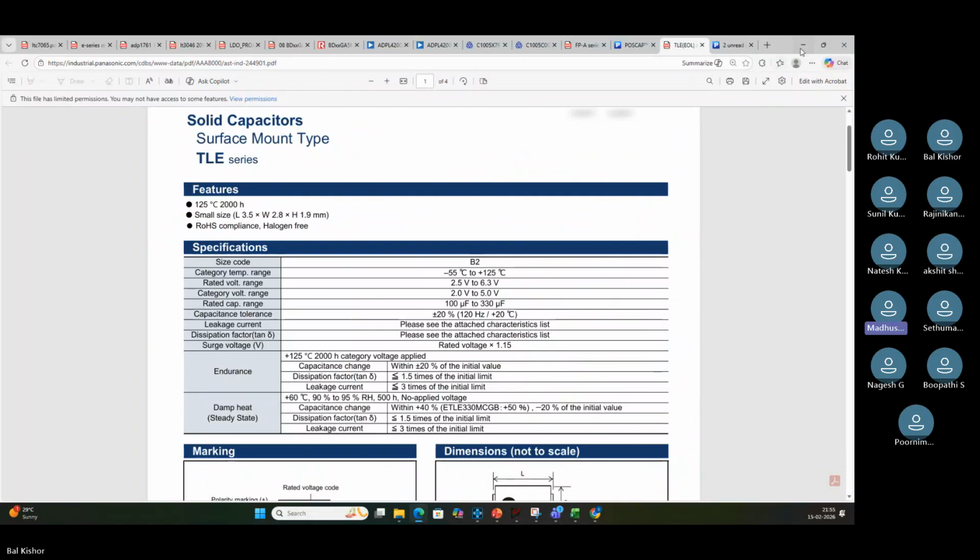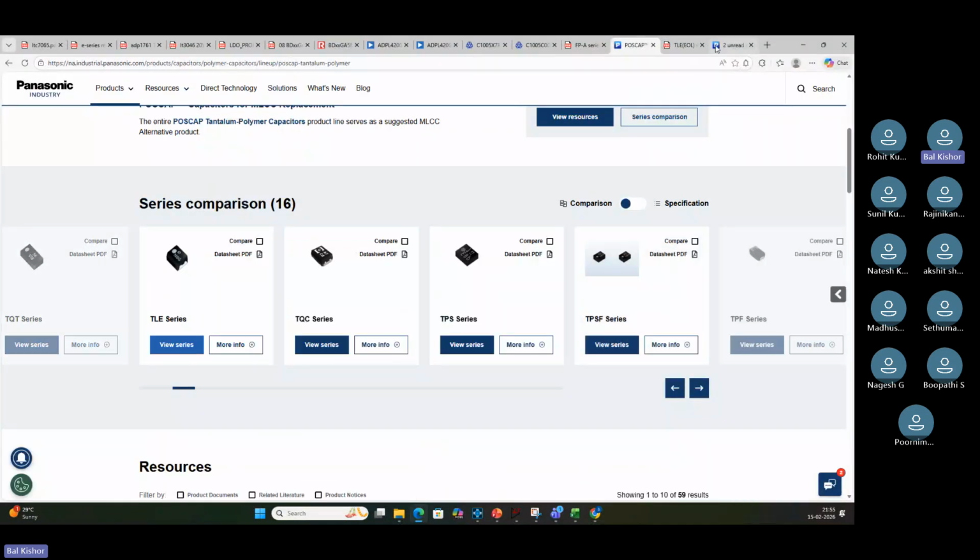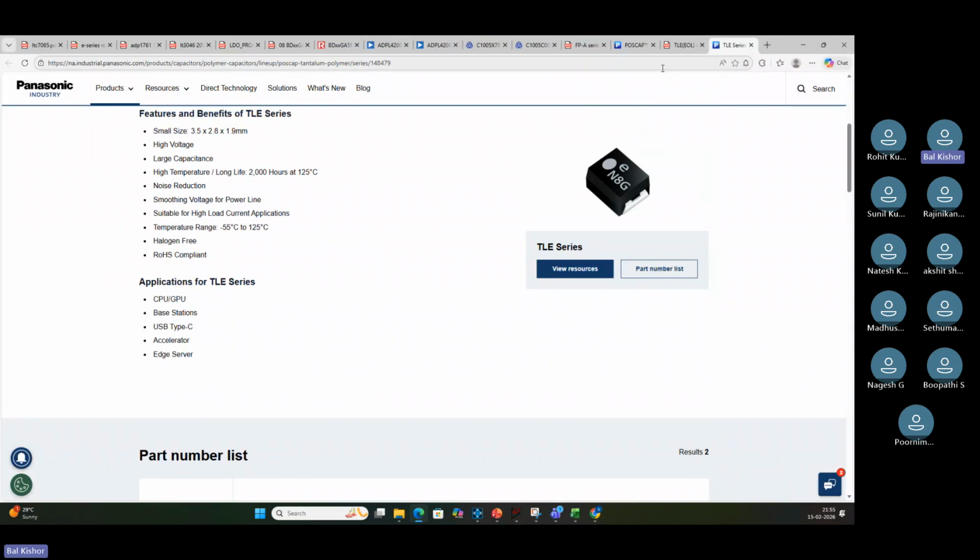Life, sir, how good is the life? Life is better. You can see here, we have mentioned endurance is 2000 hours at 125 degrees centigrade. But the problem is, you will not be using 125 degrees centigrade, so you can utilize it for even years and all. There is a graph that I could not show you. Let me just show it.